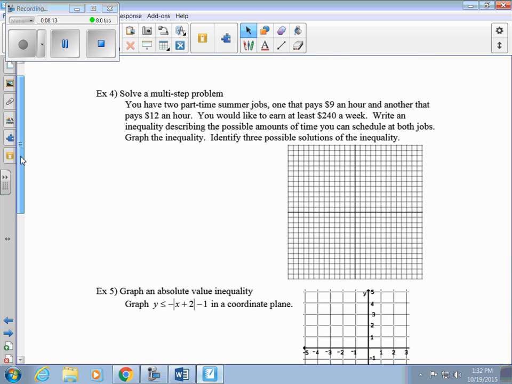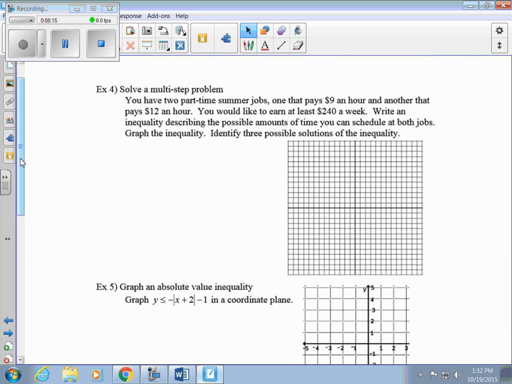The last couple things here, example 4 is a real life situation. So we're going to solve a multi-step problem that says you have 2 summer jobs, one that pays $9 an hour and another that pays $12 an hour. You would like to earn at least $240 a week. Write an inequality describing the possible amounts you can schedule at both jobs. Then graph the inequality and identify 3 possible solutions of the inequality.